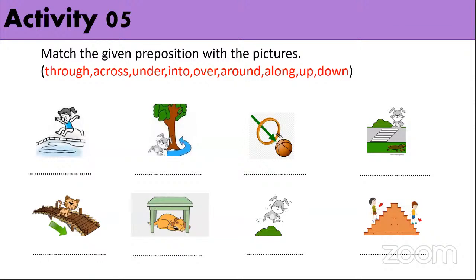Okay, shall we discuss? Yes. First one, into. The girl is jumping into the pool. Okay, next one, around. See whether you have written them correctly. Around the tree, the rabbit runs around the tree. The arrow moves through the ring.